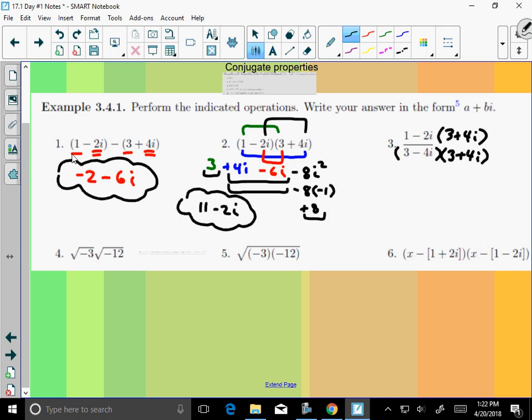We already, 2 slides ago, we did 3 minus 4i times 3 plus 4i. What was it? 25, right? 25. So the denominator, that's creepy, actually.